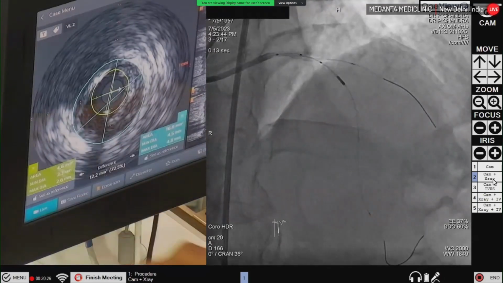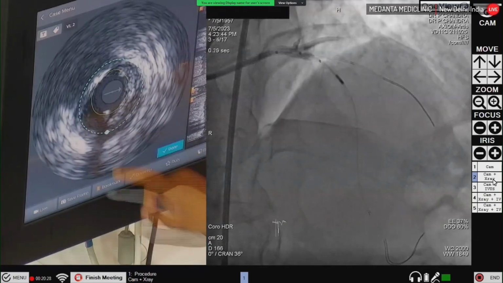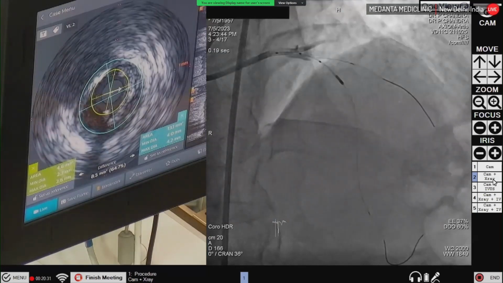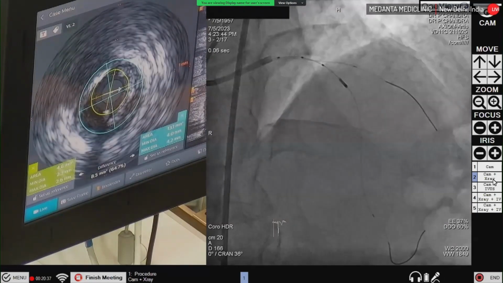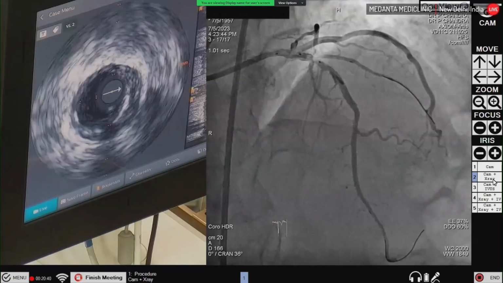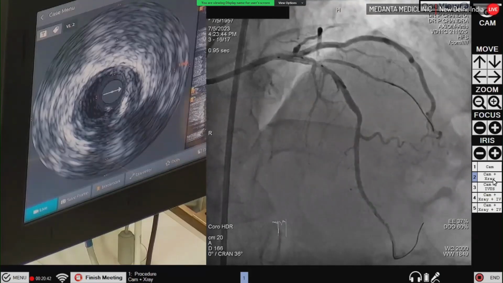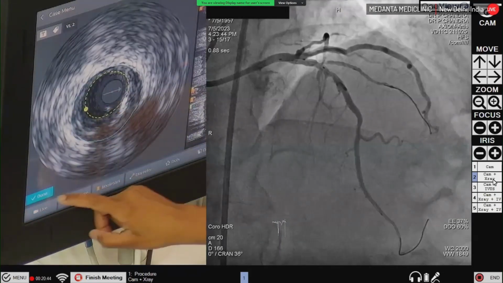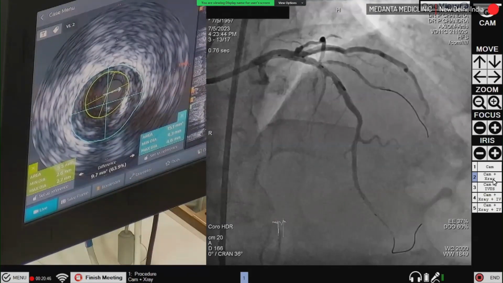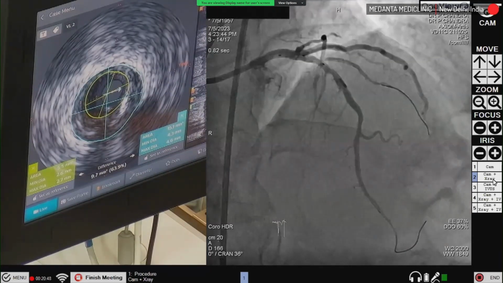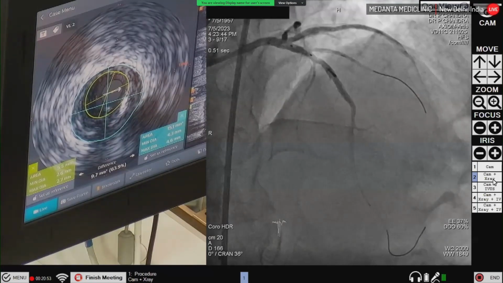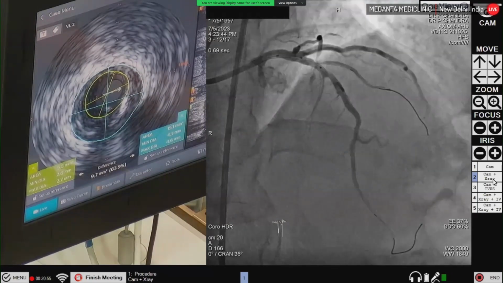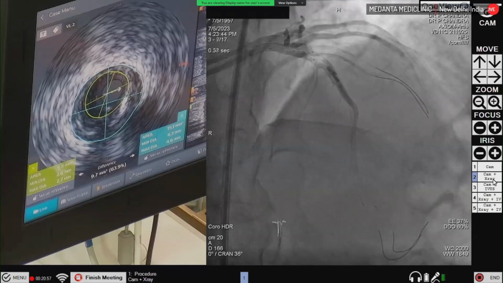Here we can see the vessel area. Show the lumen properly. No, this is not the correct lumen, so this is to be corrected. Its area is still 5.5, so we don't necessarily need to treat it. Angiographically also this ostium was looking okay. Although we saw some plaques, it is okay. We don't need to treat the ostium.